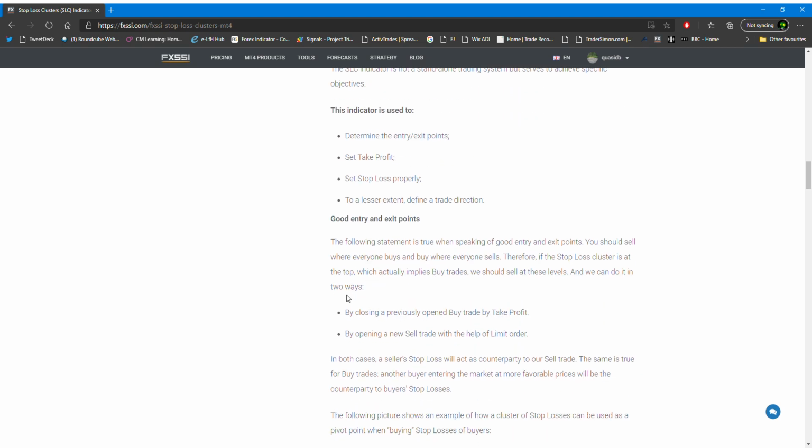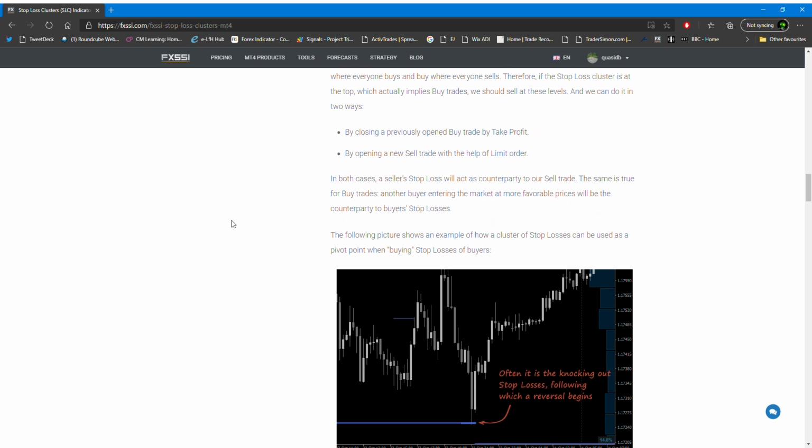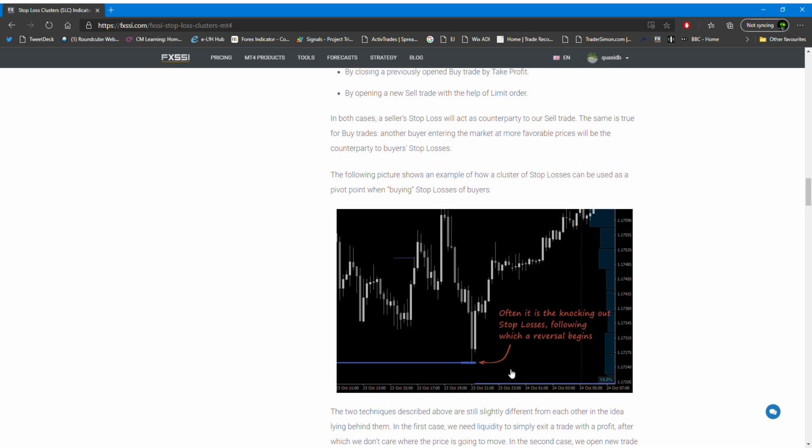What else? You can get good entries and exit points as well. It's worth having a look at this website. Sometimes on FX pairs, we'll see a wick just on the SLC, and if you didn't have visibility of the SLCs, you wouldn't know what was going on here, but it was actually a liquidity probe, and it takes the stops, and so it bounces.